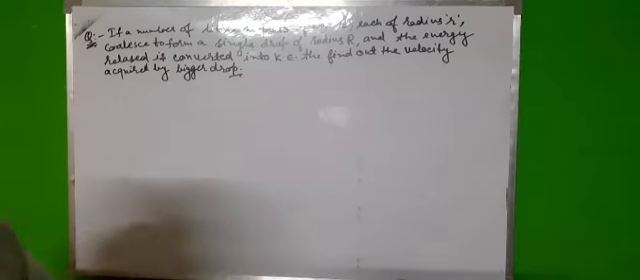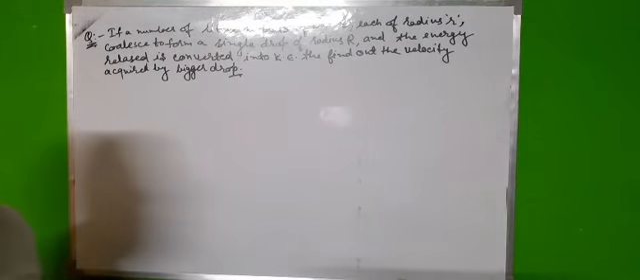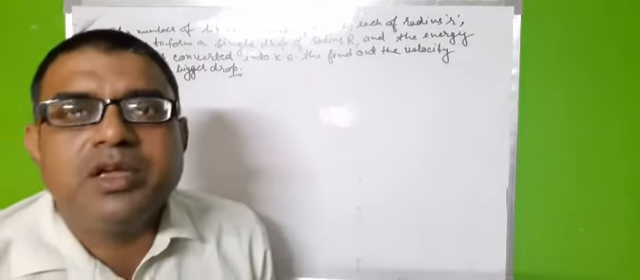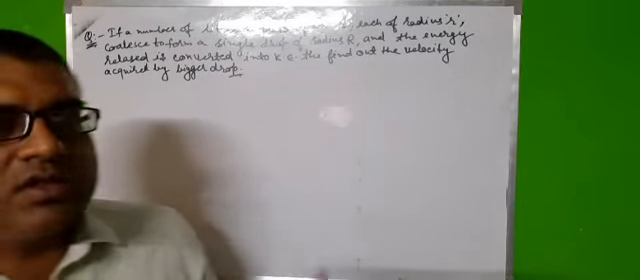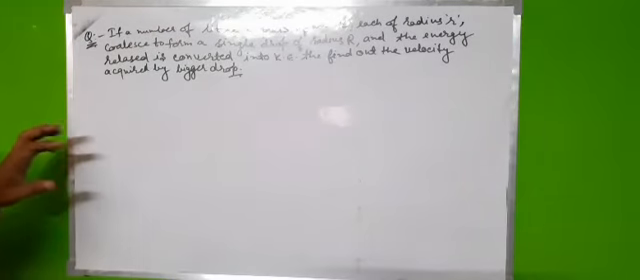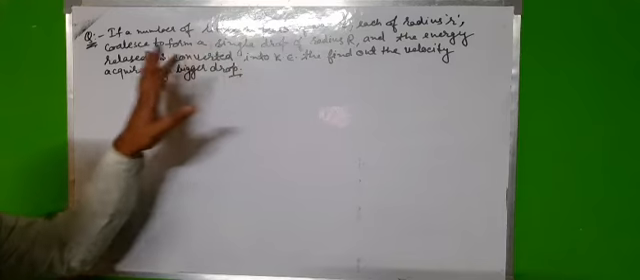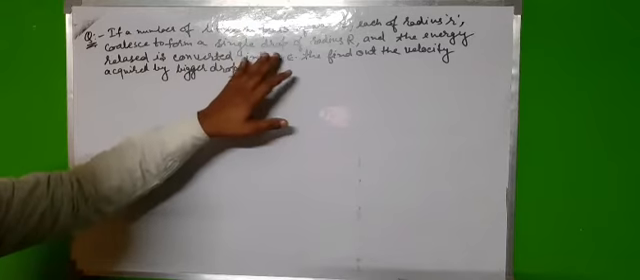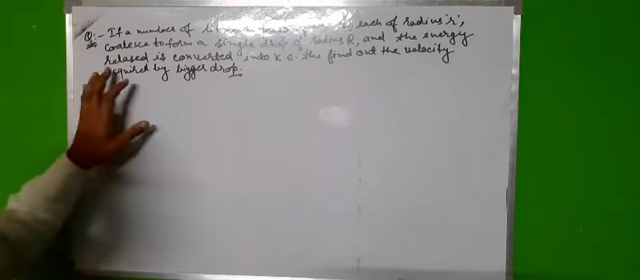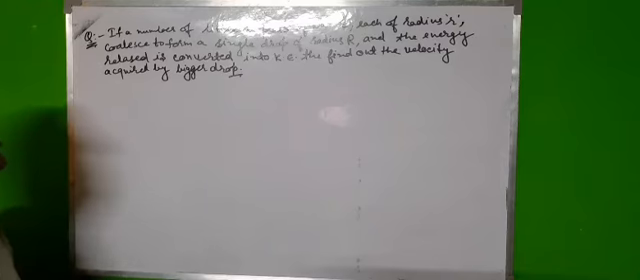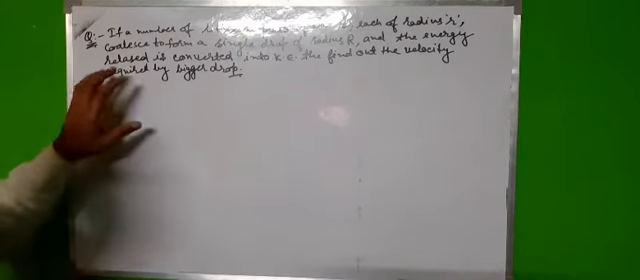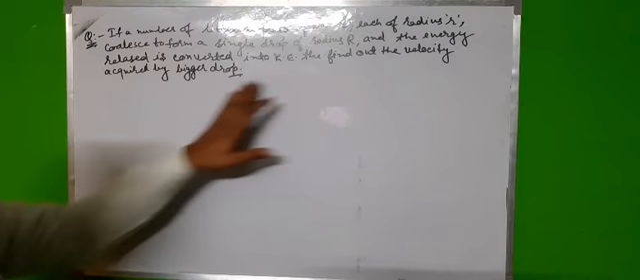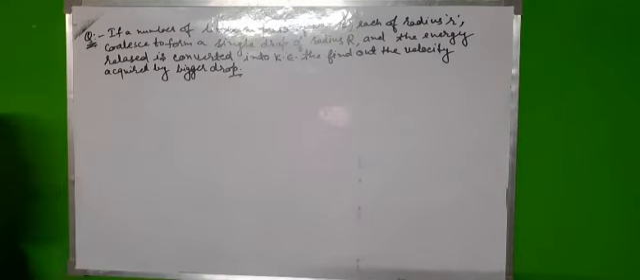Yes, students, now just the reverse of the previous question. In the previous question we studied that if a bigger drop breaks into smaller drops, then what is the amount of energy released. Now in this question, if a number of little droplets of water, each of radius small r, coalesce to form a single drop of radius capital R, the energy released is converted into kinetic energy. Find out the velocity of the bigger drop.